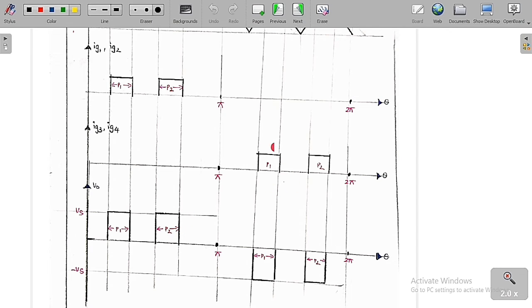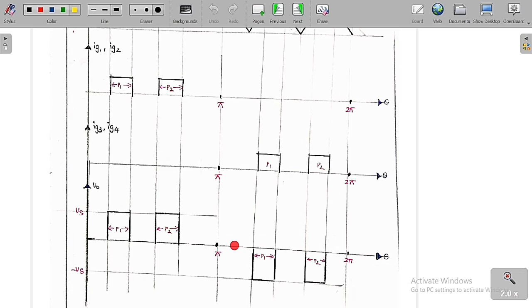Similarly here also we are going to trigger T3 and T4 with the pulse width of P1, so whenever T3 and T4 are triggered, the output voltage is equal to minus Vs with the pulse width of P1. Whenever we trigger T3, T4 with the pulse width of P2, then we are going to get the output voltage as minus Vs with the pulse width of P2. So this is the output voltage that you are going to get finally.